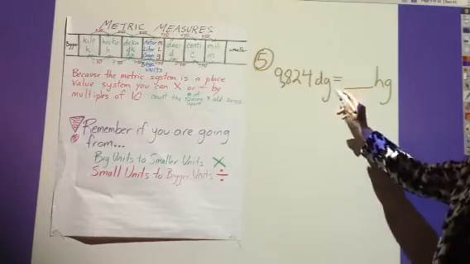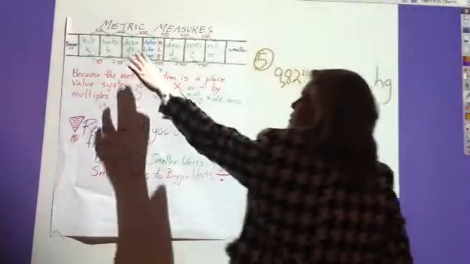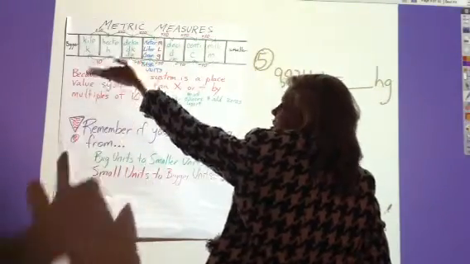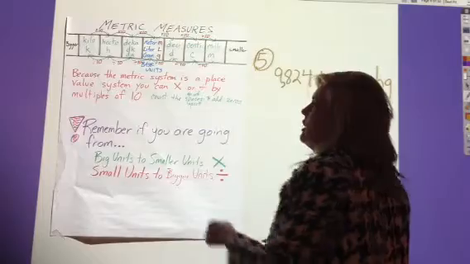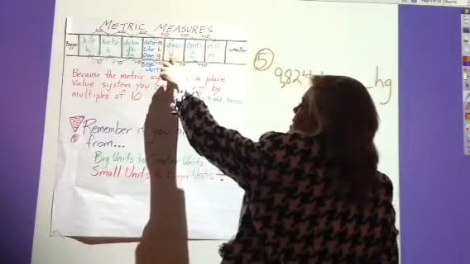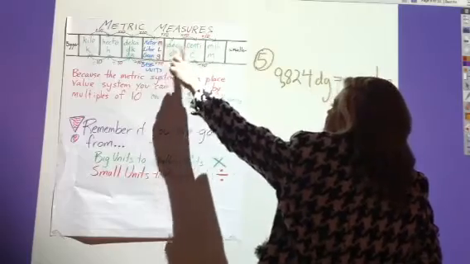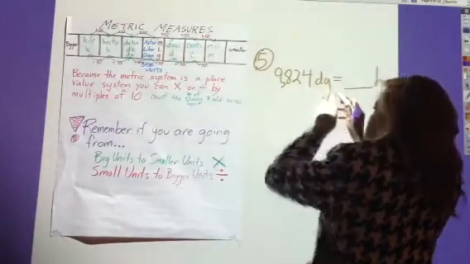Next, we have 9,824 decigrams. On our chart, we have deca and deci. Deca is either with a DK or a DA, just depends on what worksheet or book you're looking at, or if it's just a D in front of whatever base unit it is. If it's just a D, it's decis. In this situation, it's decigrams.